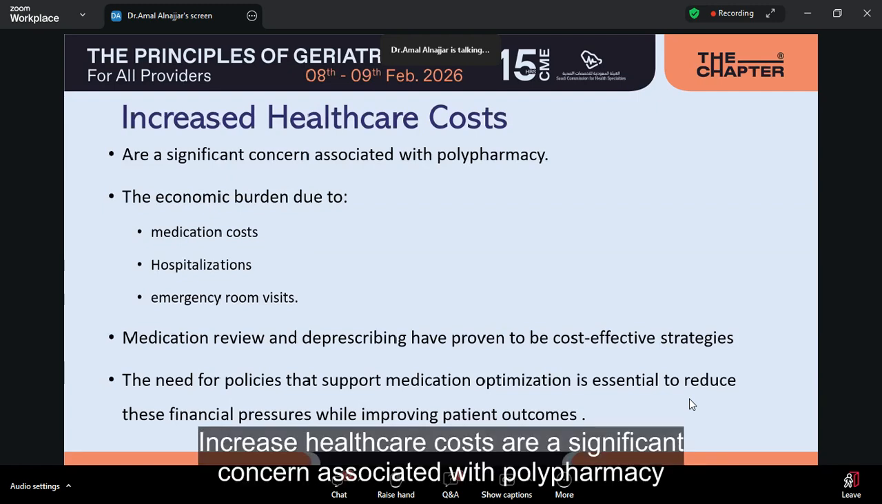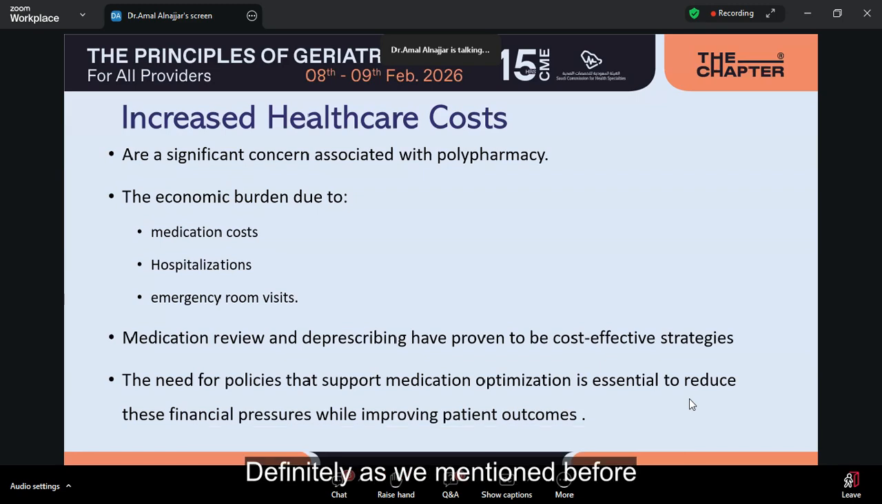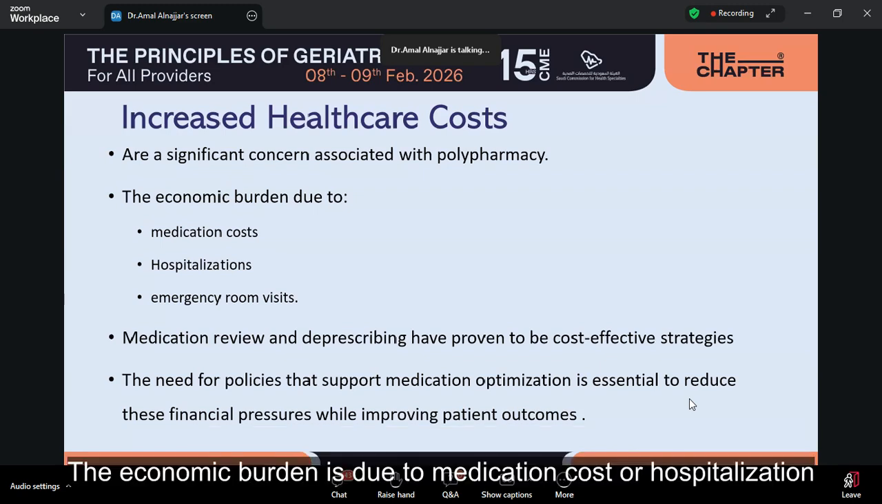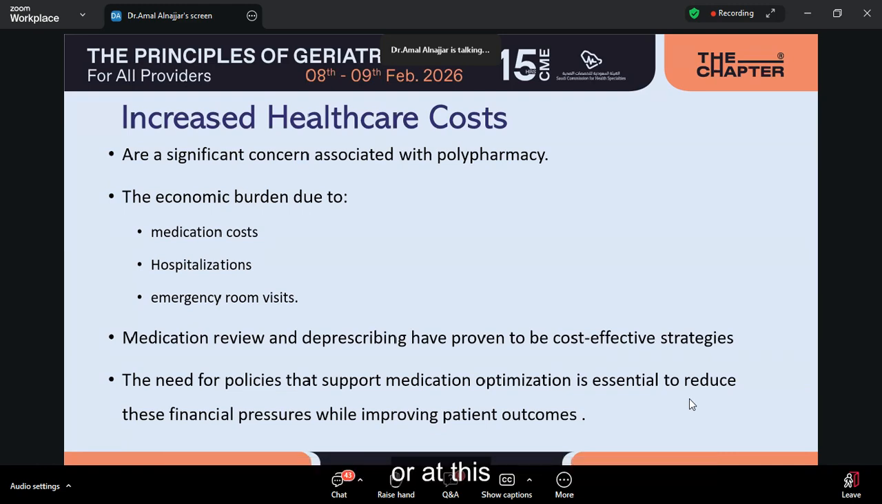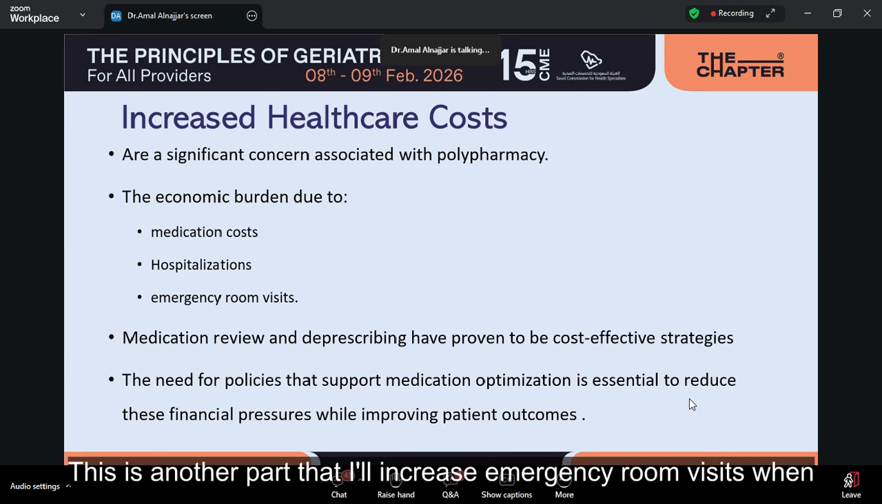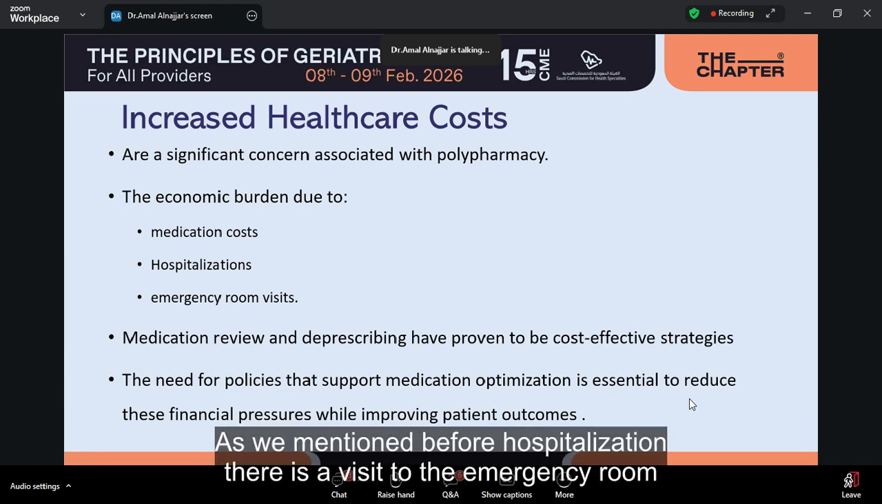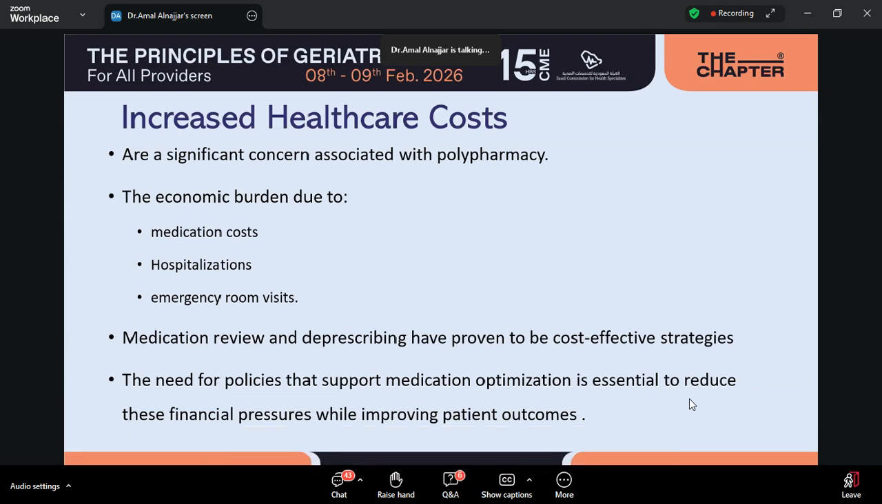Increased healthcare costs are a significant concern associated with polypharmacy. Definitely, as we mentioned before, the economic burden is due to medication cost or hospitalization. But as we said, when the patient has a drug interaction he's not aware of, or is not counseled about, or an adverse effect, this might lead to hospitalization. This is another burden. And increased emergency room visits: as we mentioned before, with hospitalization there is a visit to the emergency room.